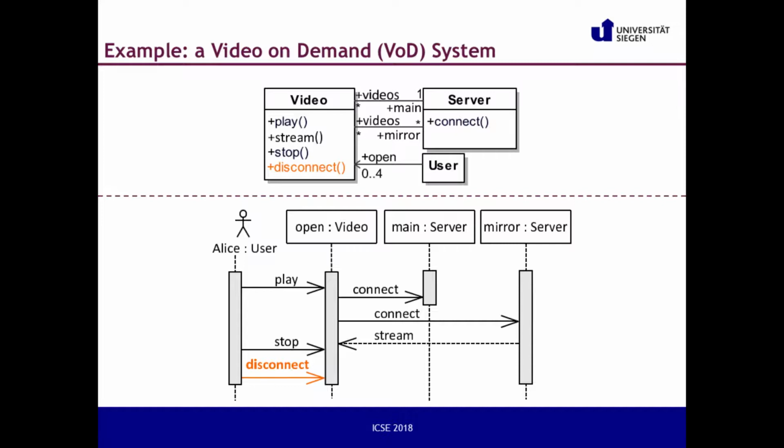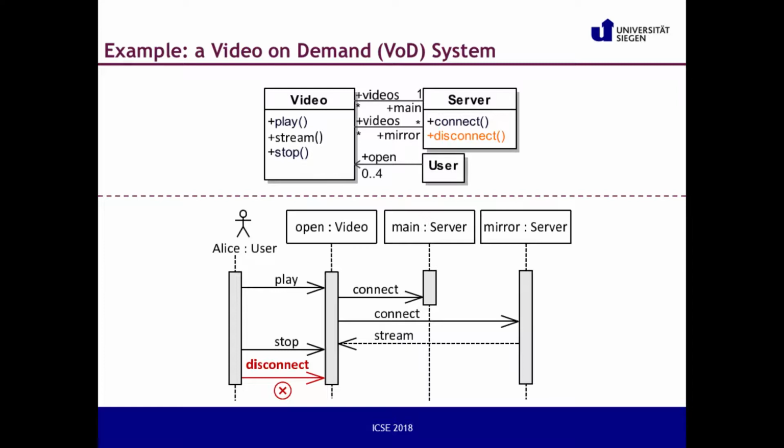The system is modeled from two UML viewpoints: a static view, which shows the classes and associations of the system, and a dynamic view, which illustrates the communication in a simple start and stop the video scenario. We now modify the class diagram by moving the operation disconnect from the class video to the class server. This modification will result in an inconsistency in the sequence diagram.